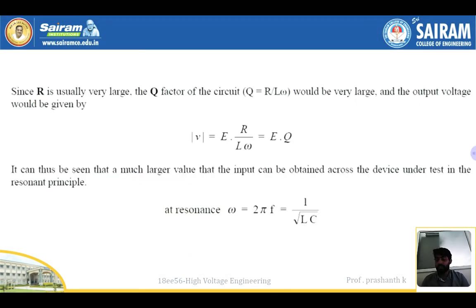Since R is usually very large, the Q factor of the circuit is R by L omega, or omega L by R, would be very large. The output voltage would be given by V is equal to E into R divided by L omega, E into Q. It can thus be seen that a much larger value of output can be obtained across the device under test in the resonant principle. At resonance, omega is equal to what? 2 pi f, right? 1 by root LC.